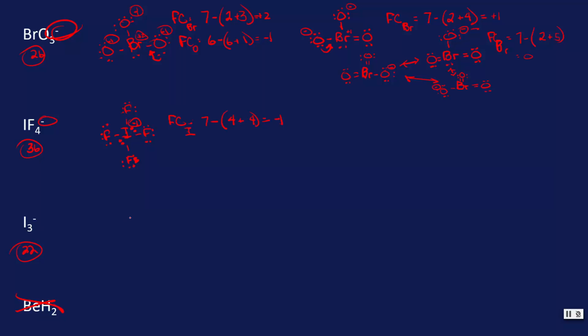Finally, I3 minus. Well, obviously, there's not too much choice about how we do this. And filling in our octets, let's see now. 2, 4, 6, 8, 10, 12, 14, 16, 18, 20. Oh, 22. And again, if you do the formal charges, you'll find this is the negatively charged atom. So that gives you a good start on Lewis structures. We will continue on next time.